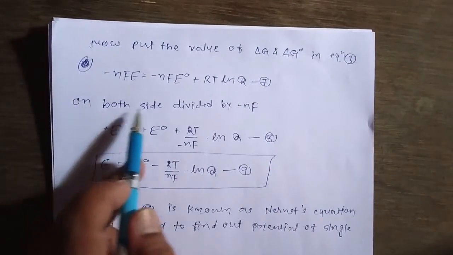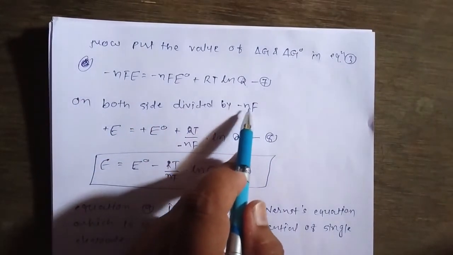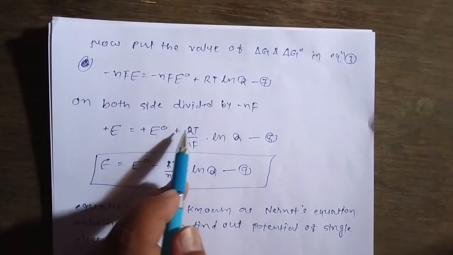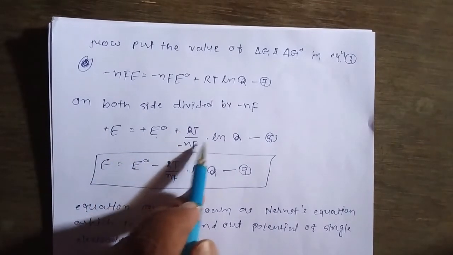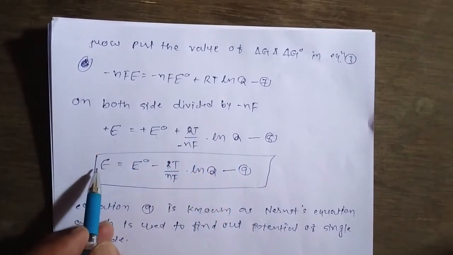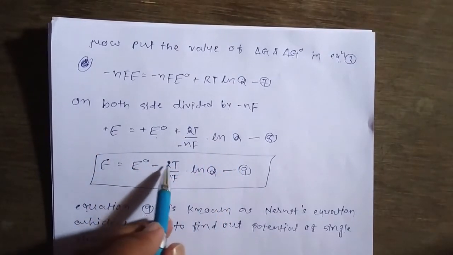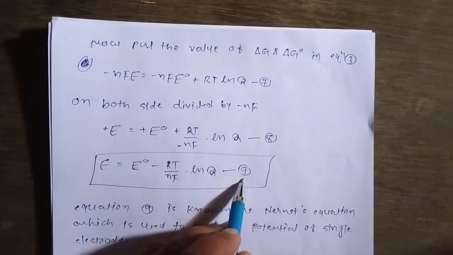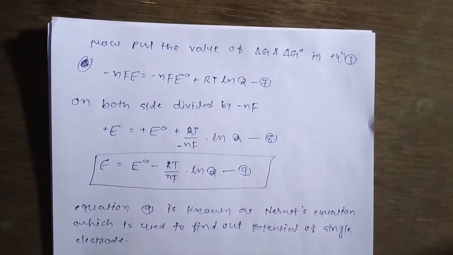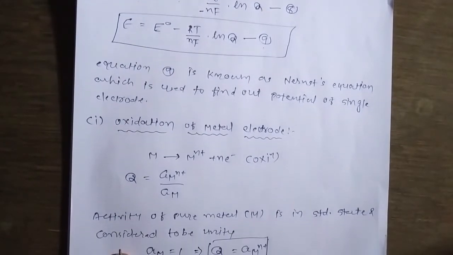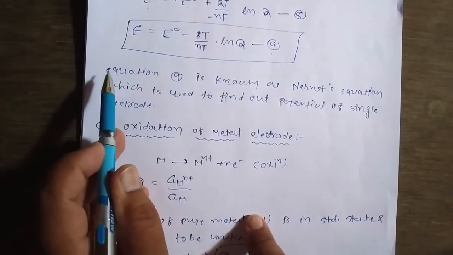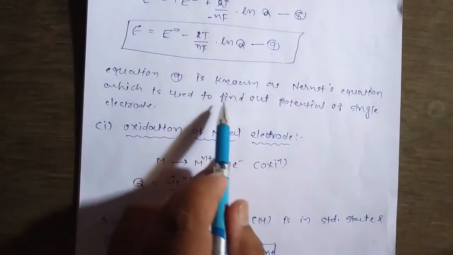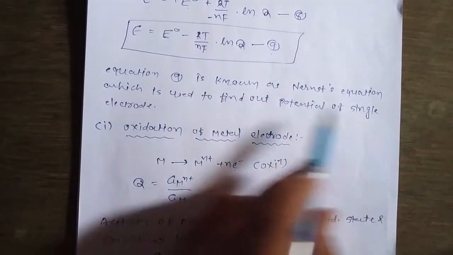Now divide both sides by minus nF. So E is equal to E0 minus RT upon nF into ln Q. So the equation is E is equal to E0 minus RT upon nF into ln Q. That is equation number 9. So equation 9 is known as the Nernst equation, which is used to find out the potential of a single electrode.